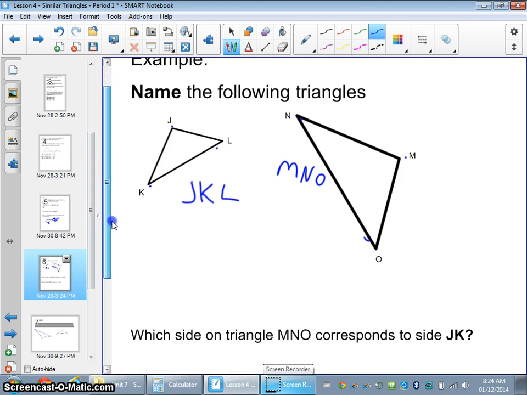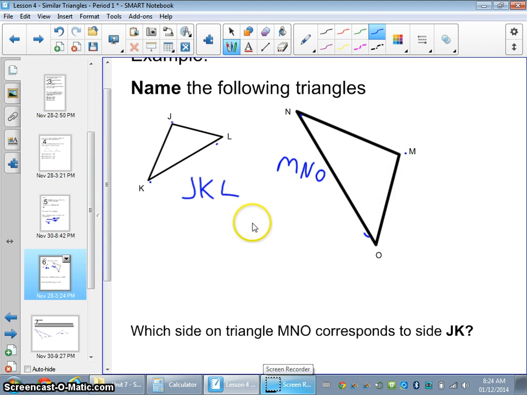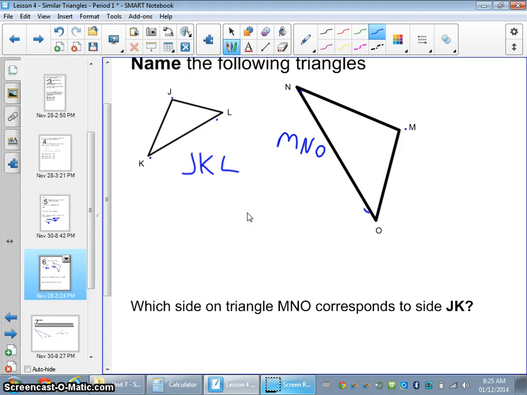So a question, which side on triangle MNO corresponds to side JK? So JK is right here. Notice this one's not facing the same way, so it might be a little bit tougher, but it's not the longest side, it's not the shortest side, it's the medium side. So that's JK. That would correspond to, this is shortest, this is longest, would be this one here, which would be side MN. So JK corresponds to side MN.